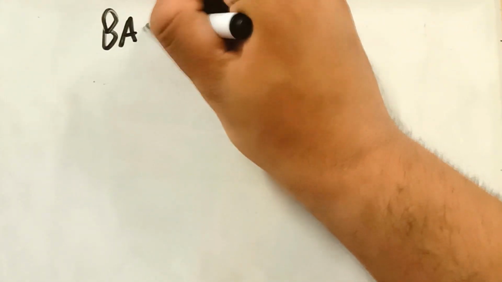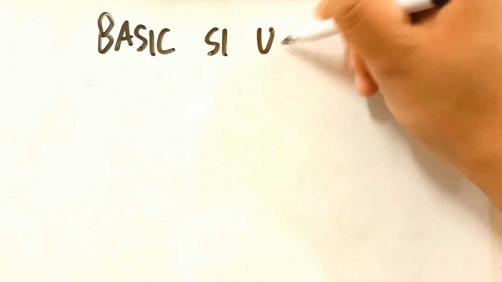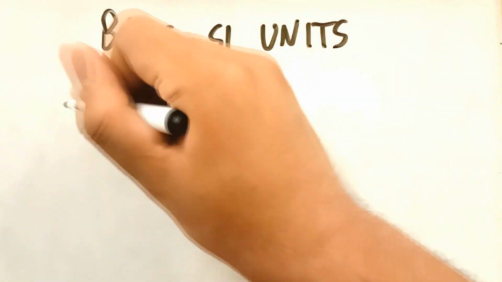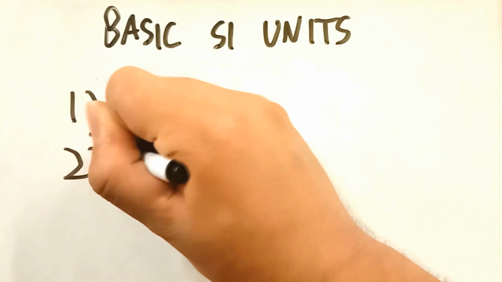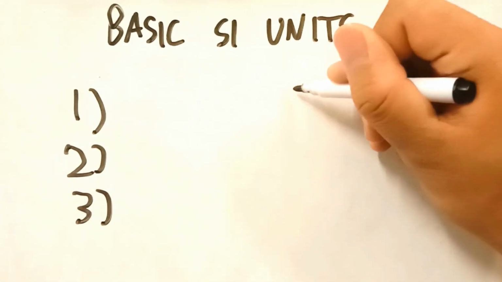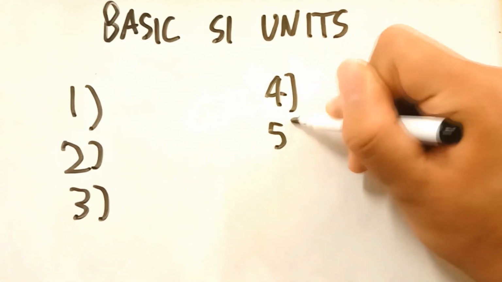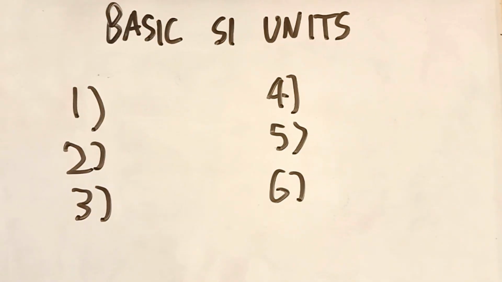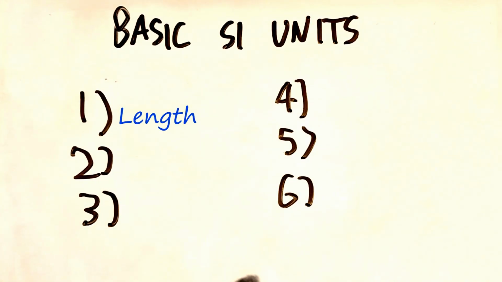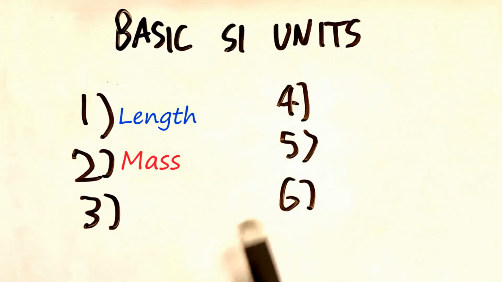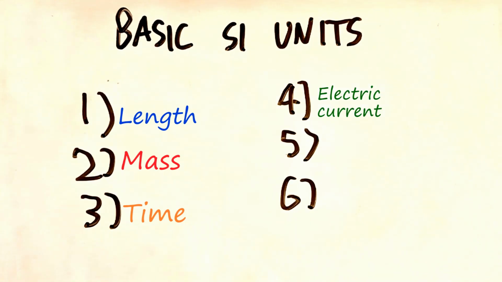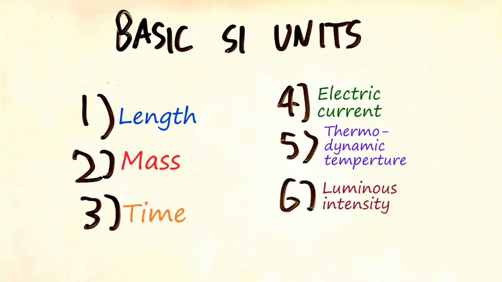In this system, there are 6 principal units from which the units of all other physical quantities can be derived. There are 6 SI units that are used in the engineering field. The quantities that are represented by the basic units are length, mass, time, electric current, thermodynamic temperature, and luminous intensity.